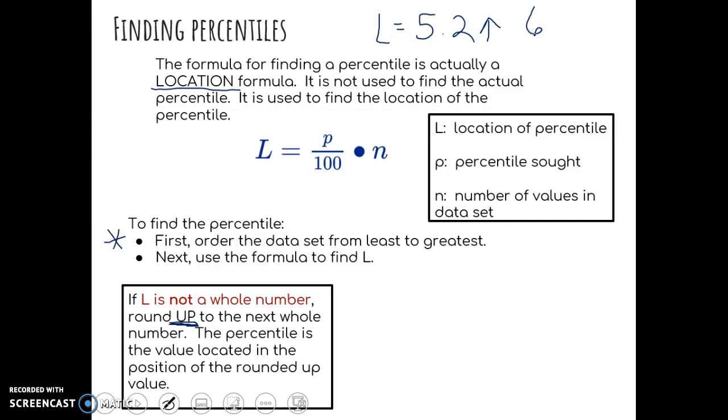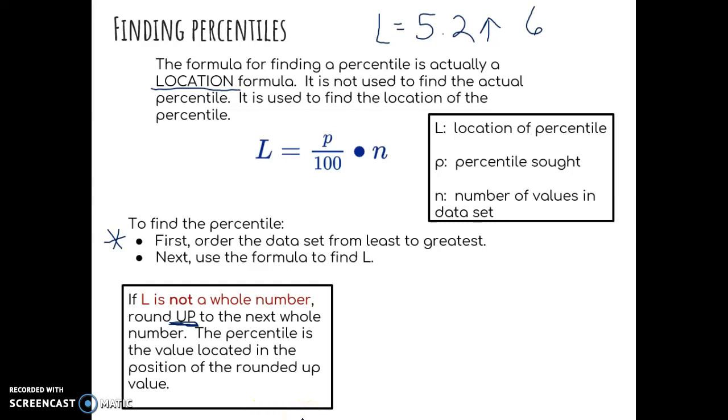So be careful there, because ultimately L needs to be a whole number in the end. So we make L a whole number, it's 6. This is the location of where our percentile is, and this is why it was important to put the data in order. Once we round it up to a whole number, we count the numbers in the ordered list and find the 6th number. The number that's in that L position that was rounded up, that's your actual percentile.